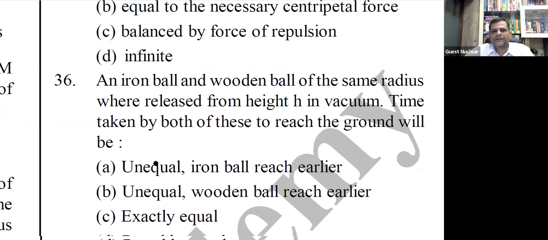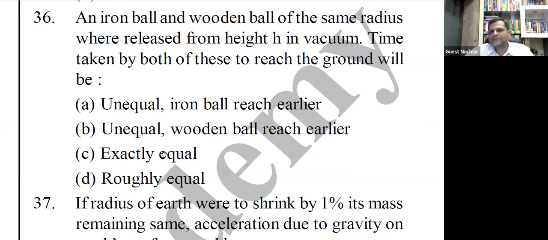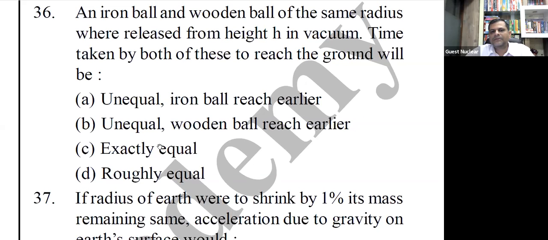Next is: an iron ball and wooden ball of the same radius are released from the same height h in the vacuum. The time taken by both the balls to reach the ground will be equal. Remember, if we do not consider the effect of atmosphere here, then the time for both will be equal, exactly equal. Okay.